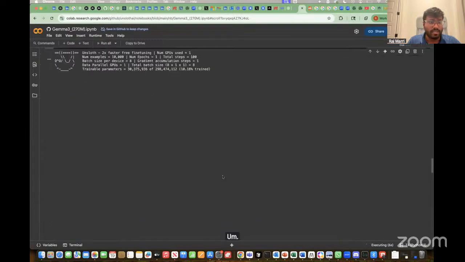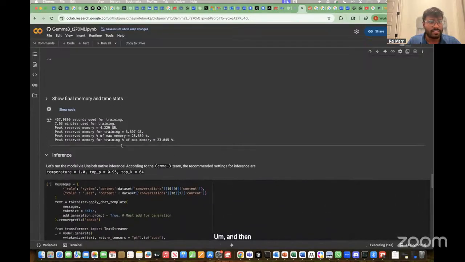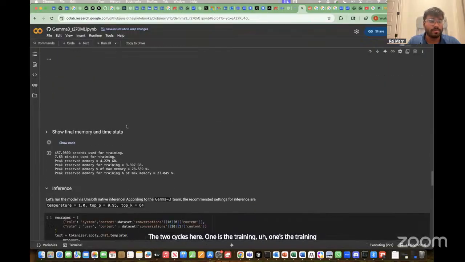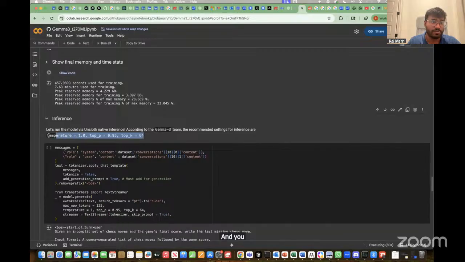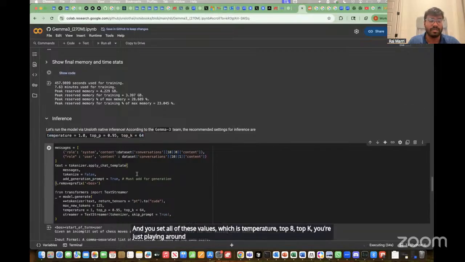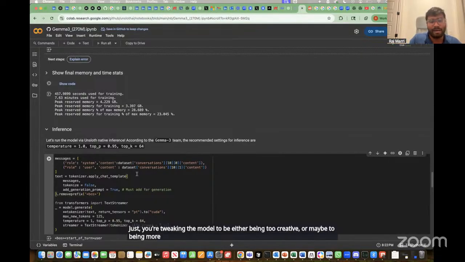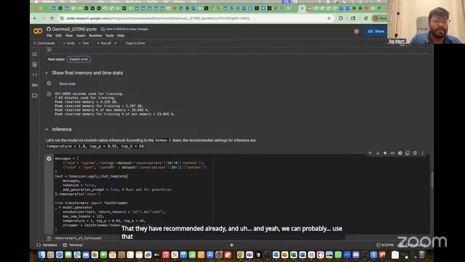Once that is done, it might take a while, or maybe it should complete really fast. Once the training is done, you would do the inference. So there are two cycles here. Once the training cycle is done, comes the inference, where you feed the model new questions and assess the output. You set values like temperature, top P, and top K. You're playing around with these knobs on how your model chooses tokens: is it too diverse, or not highly diverse? You're tweaking the model to be either too creative or more deterministic. Those are parameters they have already recommended, and we can probably use them here to check.